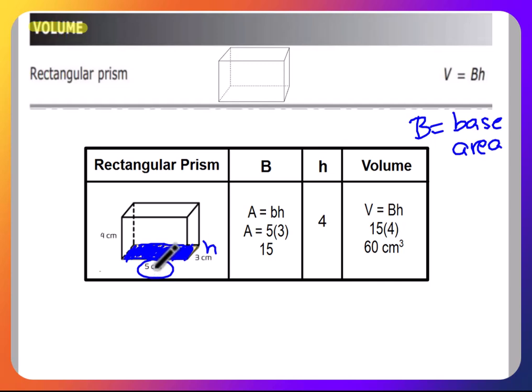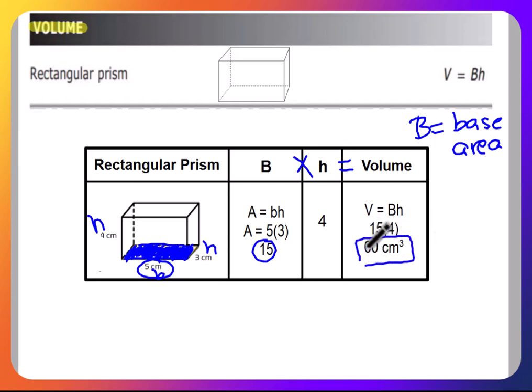So that's your height, this is your base. You multiply them together, 5 times 3, and you get 15. That's what your capital B base area is. The height of the whole prism, how tall is the whole prism, is going to be 4 centimeters. Then you multiply the two together to equal the volume. So volume equals base area times height. That's your formula. We're going to substitute the base area of 15 for the B and 4 for the height. Multiply them together and we get 60 centimeters cubed.